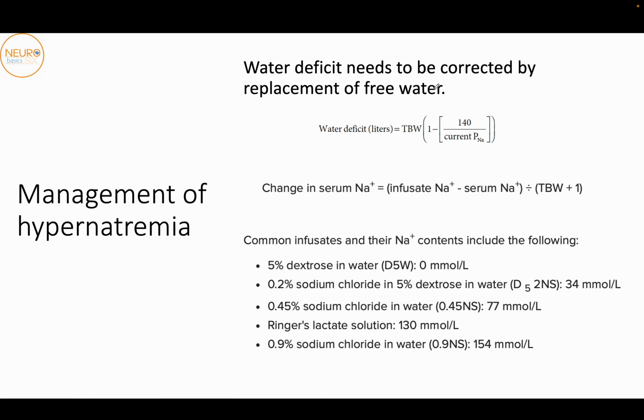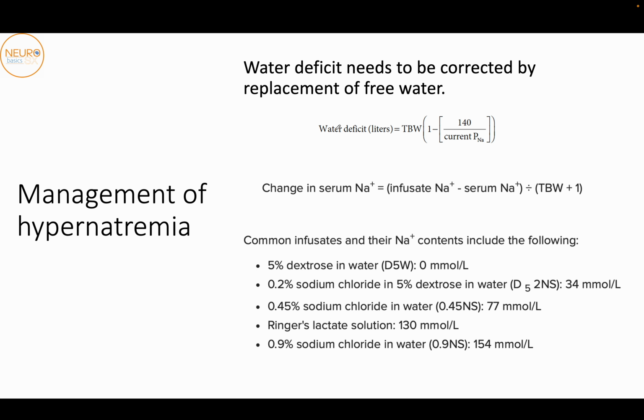The other thing you need to do is figure out what is the amount of water deficit. Again, remember, hypernatremia, rather than being a problem of high amounts of sodium, is actually a problem of the lack of free water in the body. So you have to calculate what is the water deficit and try to replace that. So water deficit can be calculated as the total body water times (1 minus 140 divided by the current sodium value). So that will give you the total deficit that the patient has for free water.